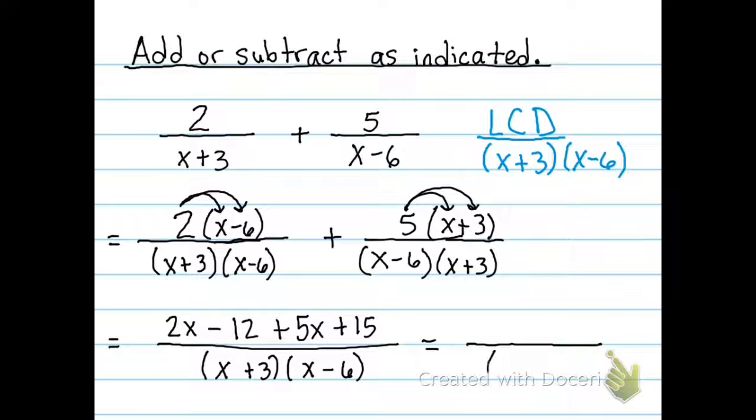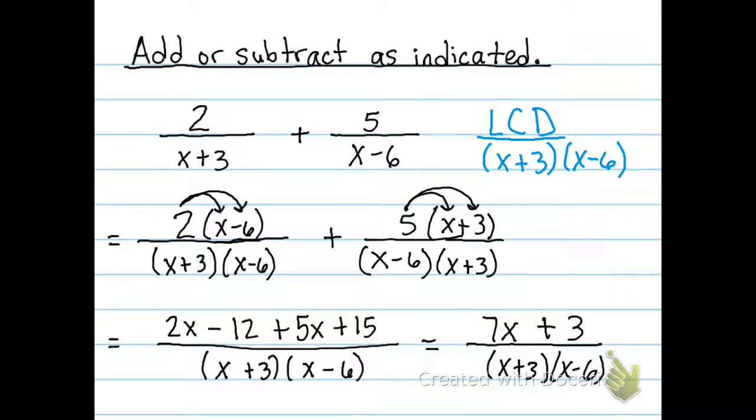Still x plus 3 times x minus 6. And combine the like terms in the numerator. 2x plus 5x will give us 7x. And then negative 12 plus 15 is positive 3.